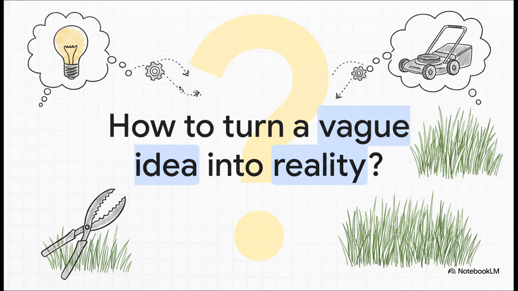Okay, have you ever just stared at a completely frustrating everyday problem and thought, man, there absolutely has to be a better way to do this? I mean, we all have those passing thoughts, right? But how exactly does a simple, fleeting idea transform into a tangible, physical product that you can actually go out and buy on a store shelf?